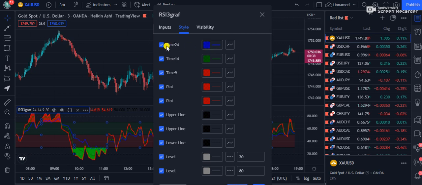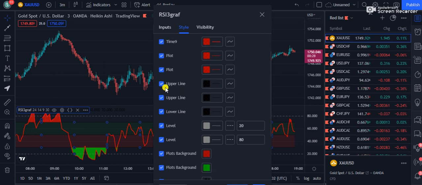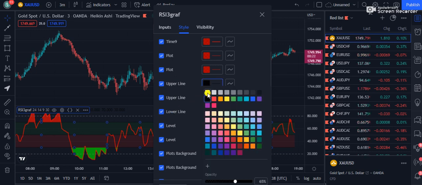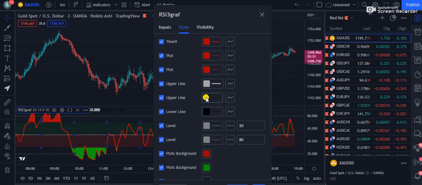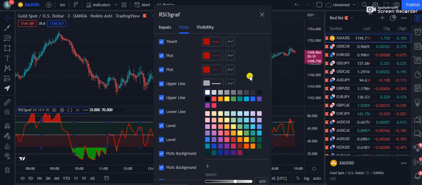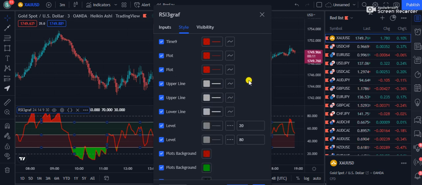The second thing we need to change: at the top you can see time 24 and time 14. We will uncheck both of them because we do not want them on our screen. And we have three options here: upper line, second upper line, and lower line. I'm going to give a white color to the upper line, a white color to the second upper line, and a white color to the lower line as well. Okay, now I'm going to press OK.